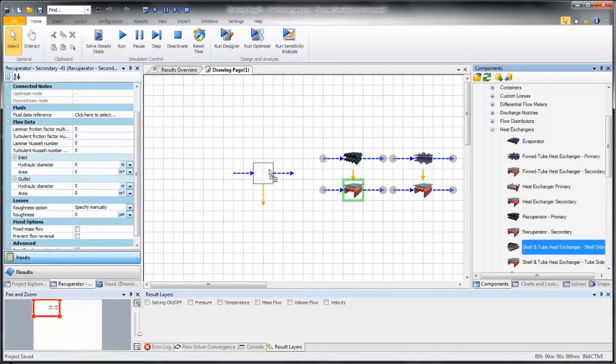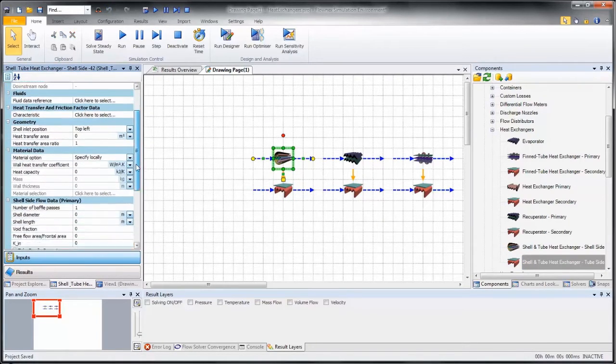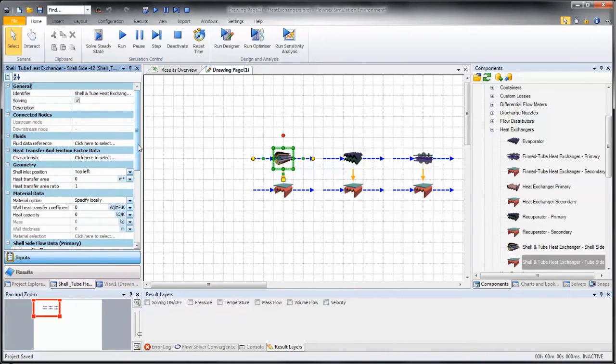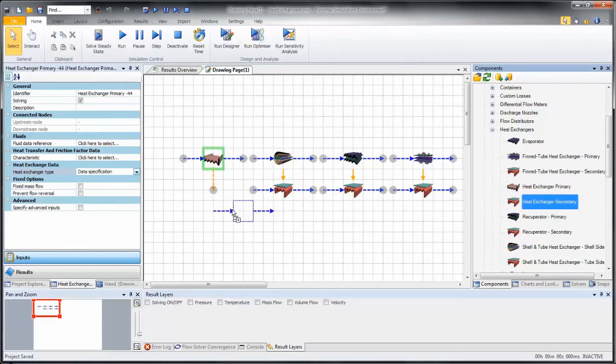The shell and tube component is in my mind one of the most complicated components to use, and should only be attempted for very detailed designs according to its specific function explained in the help manual. For general systems modeling, however, I would much rather recommend the general heat exchanger primary and secondary components.